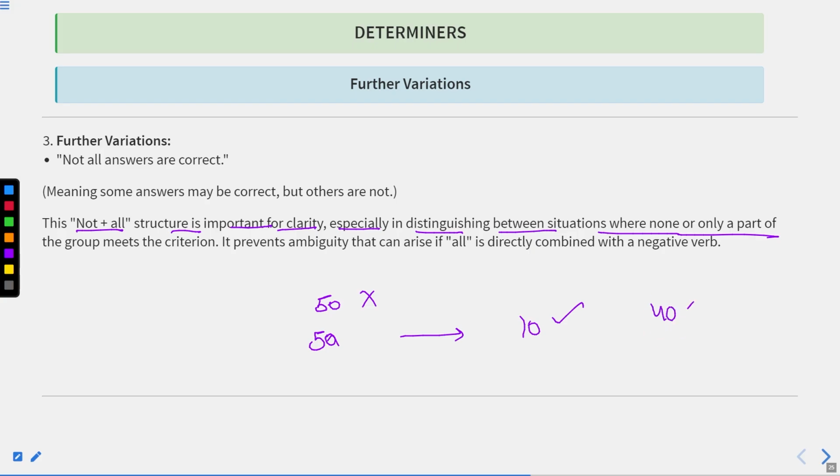So this structure is basically useful to show the variations where we can include all of them or where we cannot.